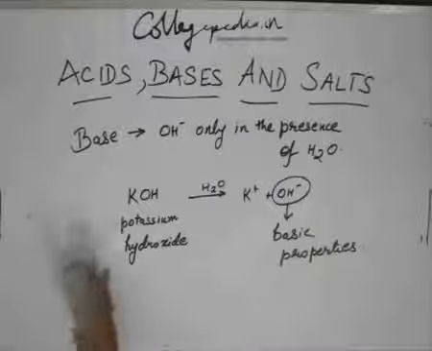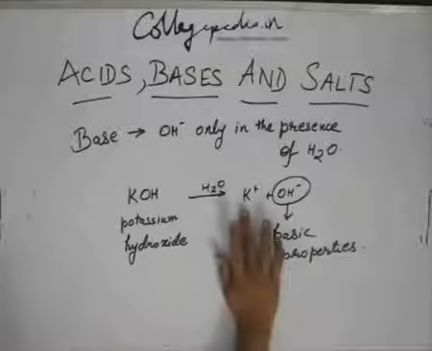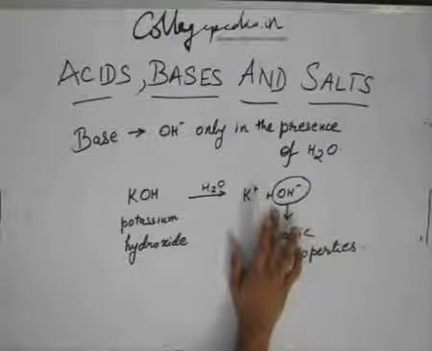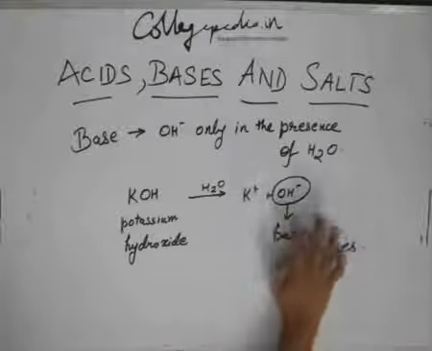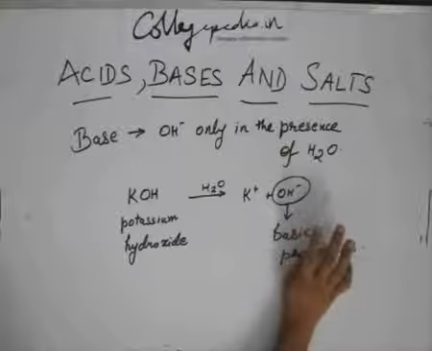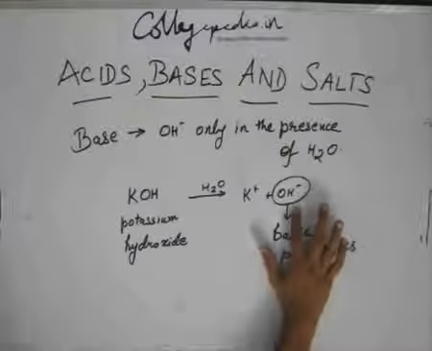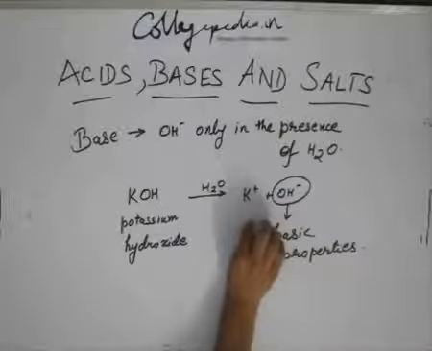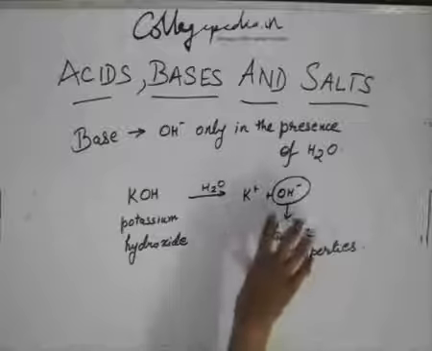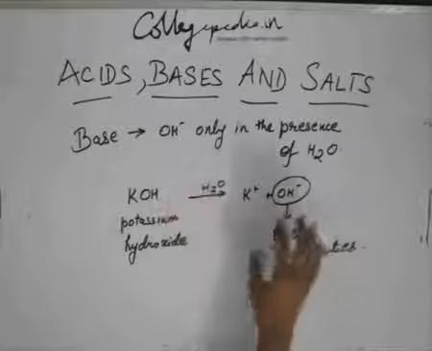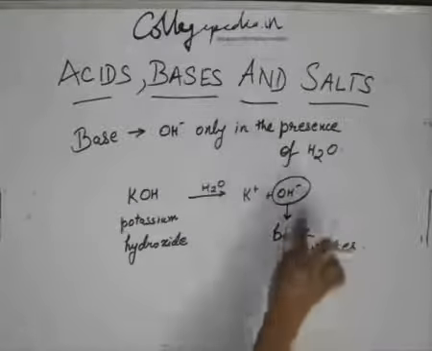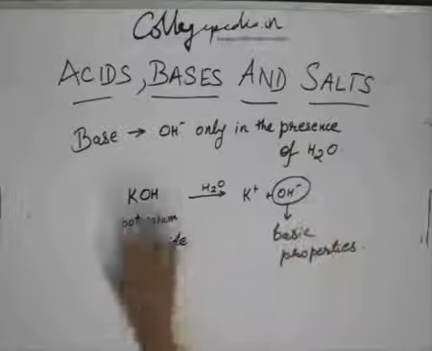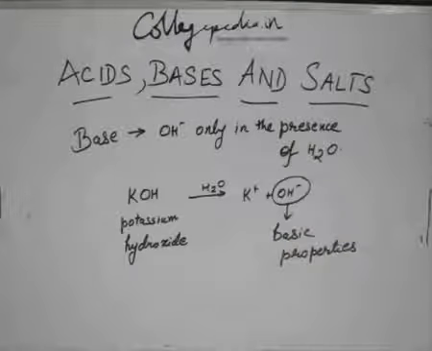And if you have NaOH, it's similar. This will produce Na plus and this will produce OH minus. That is why this base behavior is due to this OH minus. It is not due to any K plus. So even if you put K plus or Na plus or Ca2 plus or Mg2 plus, it will still remain a base because you have OH minus. As long as you have OH minus, it will remain a base. And in acids, as long as you have H plus or H3O plus, it will remain an acid.